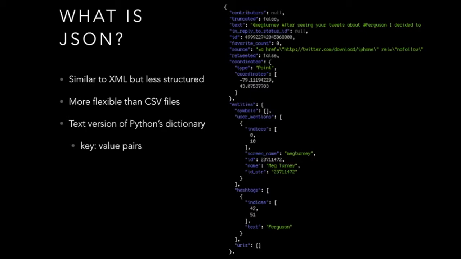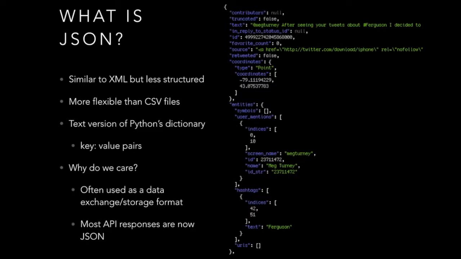So JSON, as I mentioned, is built around key value pairs, very similar to Python's dictionary or JavaScript's dictionary as well. So why do we care about this as a format? Well, primarily because it's probably the most common data exchange and storage format for social media data. If you go look at some of the large archives of Twitter data, it's all likely to be in JSON. And most API responses are provided to you in a JSON format now, and we'll see that in some of the next modules.